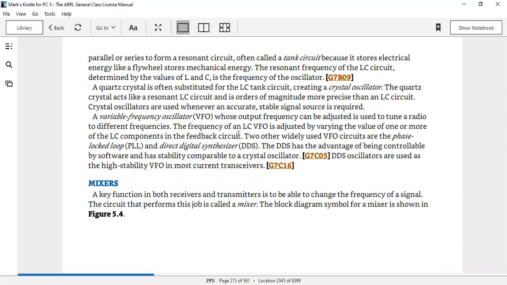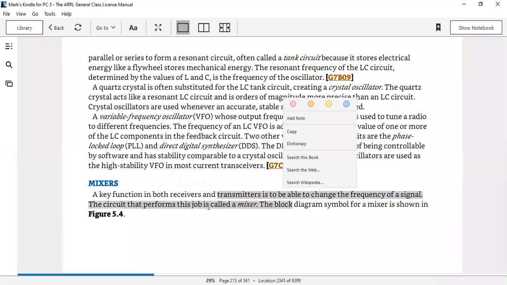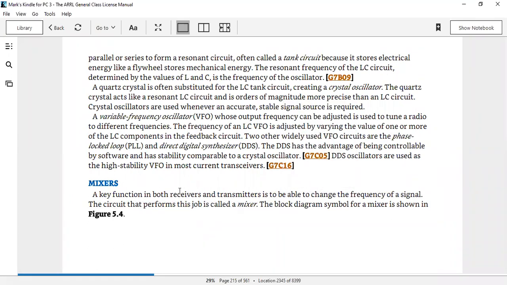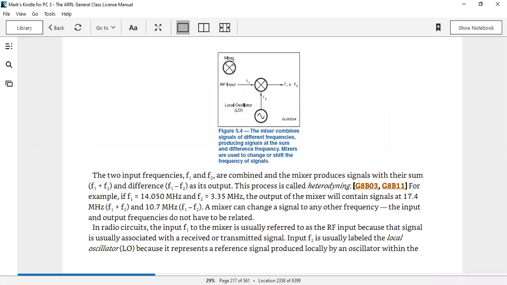Okay, so the next thing we have is mixers, a key function to both receivers and transmitters. And I'm going to stop at the end of the transmitter here, and we'll pick up next week. But a key function to both receivers and transmitters is the ability to change the frequency of a signal. That is called mixing. Okay, here is a mixer. It's got the little circle with the X. You have the local oscillator, you have the RF input, and then you have the output.